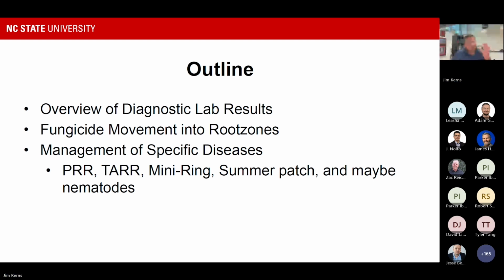When I think of managing root diseases, the first thing with any disease is you've got to get it diagnosed accurately. That's either submitting it to a lab or working with whomever to get that diagnosis, because our fungicides can be quite specific these days. So I think that's absolutely critical. And then once you get the diagnosis, you need to understand how we get a fungicide to where it needs to be to manage these root diseases.